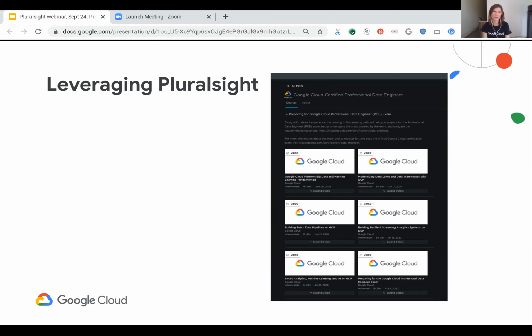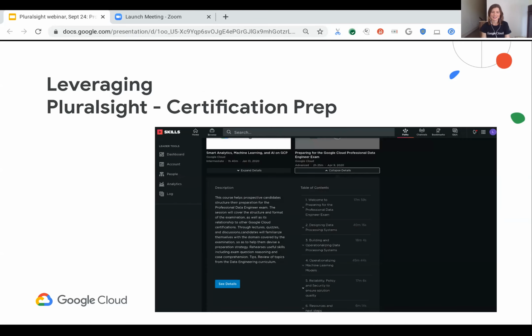So as you saw on the previous slide, the blue dots were the on-demand training resources. And on Pluralsight, you can find Google Cloud certification paths and certification channels, which include all necessary courses and preparation work on your certification journey. The last course in each certification path provides specific exam preparation material.